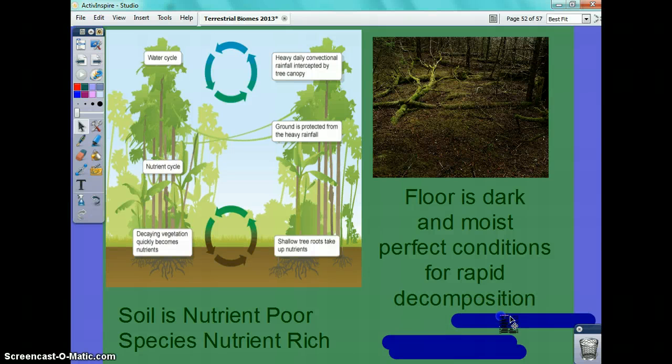Since the rainforest floor is dark and moist, it's like decomposition heaven, right? It's the ideal conditions for decomposition. So when an animal or a plant falls to the ground and dies, it's decomposed within, and I don't have the time frame, but I think it's like seconds or minutes. It's some crazy rapid pace.